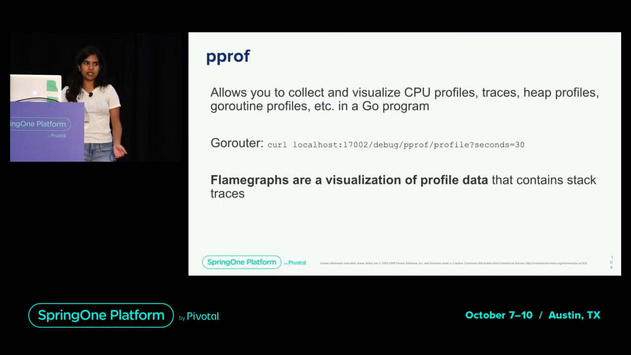It allows you to collect and visualize CPU profiles and other traces and profiles in a Go program. GoRouter has a pprof endpoint for collecting profile and trace data. Flamegraphs are a way to visualize this data. So we'll look at a flamegraph of profile data for the GoRouter while the problem's happening.